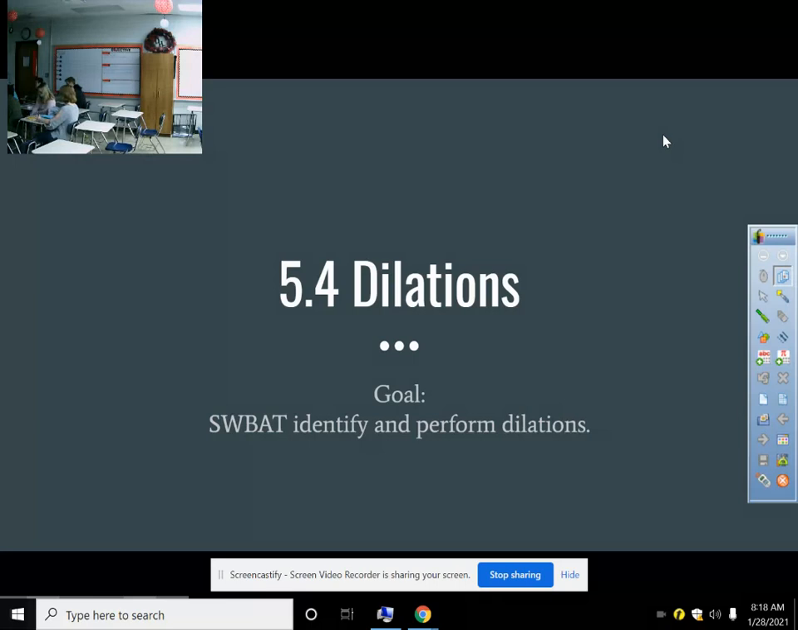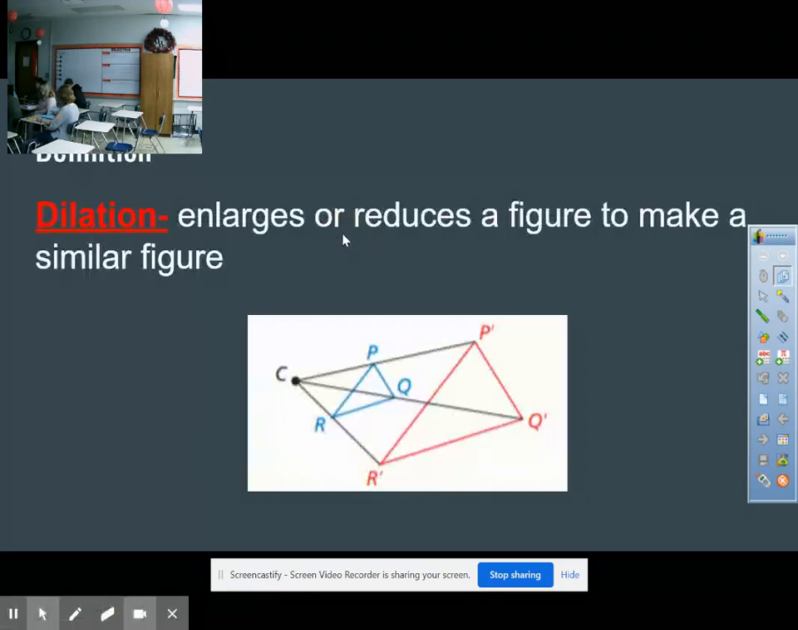All right, so you have a dilation that either enlarges or reduces a figure to make a similar figure. It's similar because it's the same shape, it's just not the same size. Before, all of our transformations kept it the same size and the same shape. Now it either makes it bigger or smaller, but it has the same shape. So here we had the blue triangle PQR, and then it was dilated, made bigger, into triangle P prime, Q prime, R prime. This would be an enlargement.